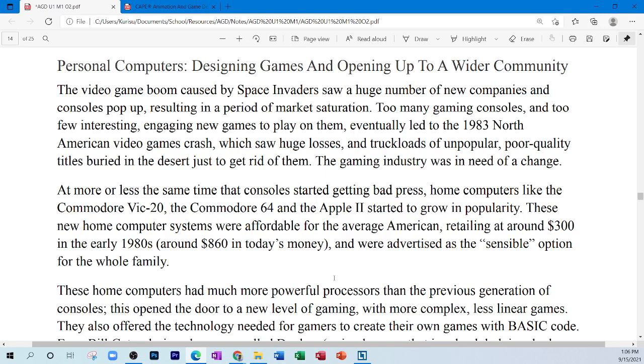At more or less the same time that consoles started getting bad press, home computers like the Commodore VIC 20, the Commodore 64, and the Apple II started to grow in popularity. These new home computer systems were affordable for the average American, retailing at around $300 in the early 1980s, around $860 in today's money, and were advertised as a sensible option for the whole family.